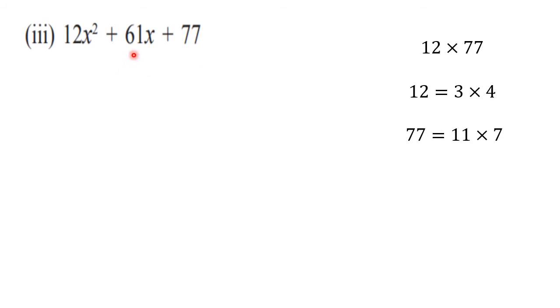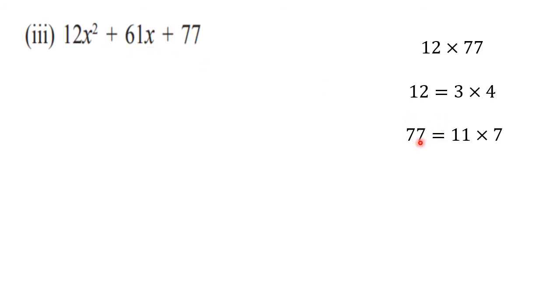Now we have to find two numbers whose multiplication is this and addition is 61. Okay, in the previous case we saw subtraction because the sign was minus, but now the sign is plus, so we are thinking about addition here. So two numbers whose multiplication is 12 into 77 and addition is 61. Here I have found the factors, and then I will take combinations of these numbers. First I will try 12 and 77 itself. 77 plus 12 is not 61, not possible.